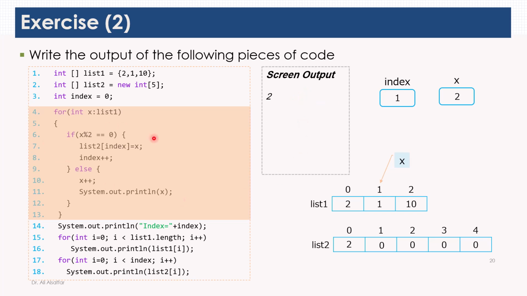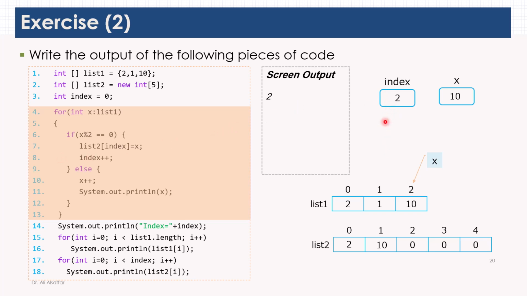In the next iteration of the for loop, the value of x will be equal to 10. And again in line 6, we are going to test whether this value is even or not. Since it is even, then we will execute lines 7 and 8. In line 7, we are moving x, which is equal to 10, into array list 2, but where? At index 1. Where is index 1? This is index 1. So we are moving 10, replacing list 2, index 1. And at the same time, at line 8, we are increasing the value of index by 1.